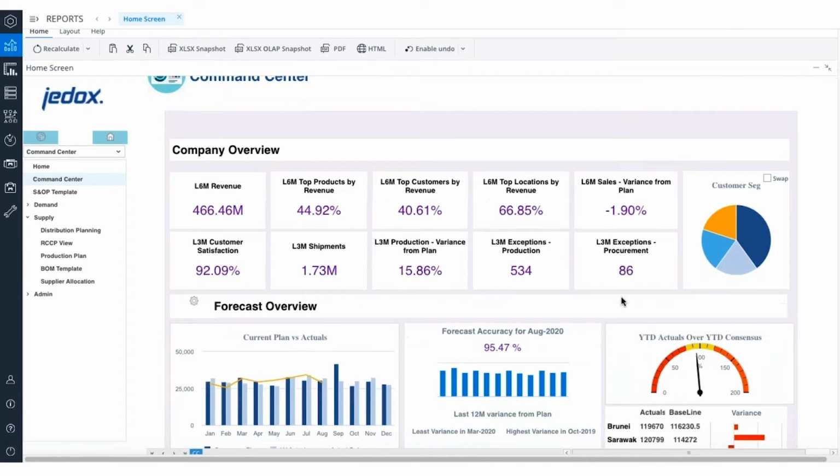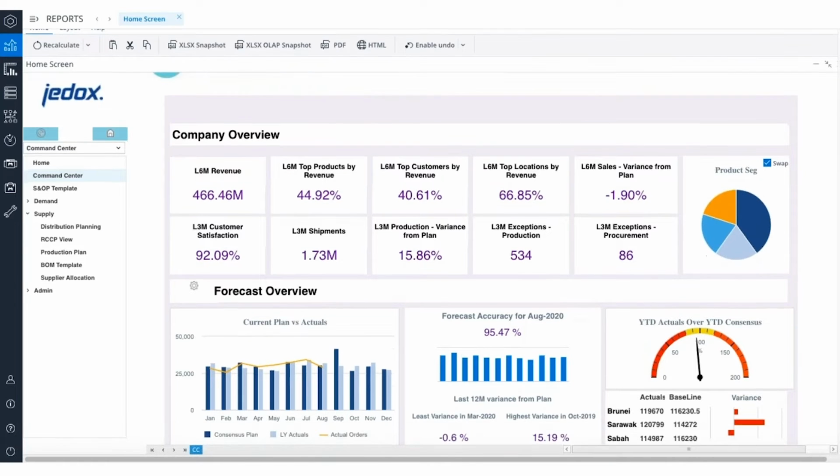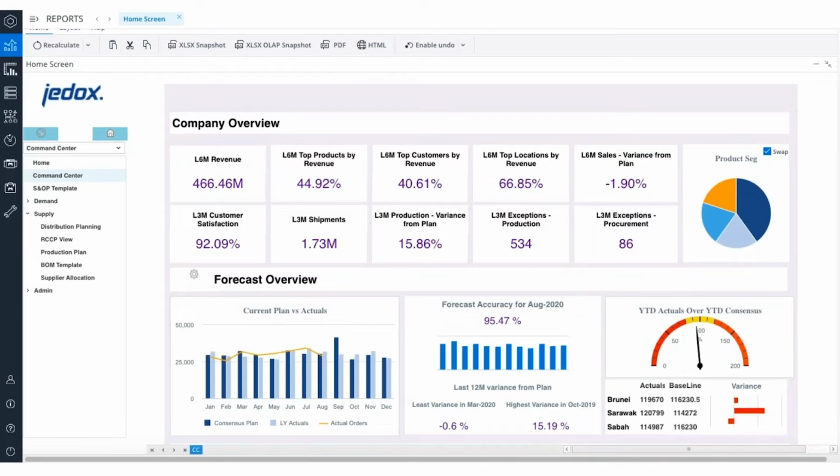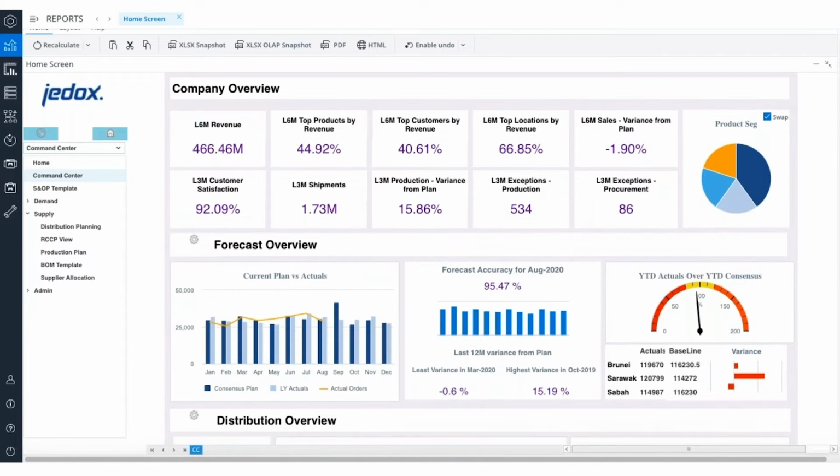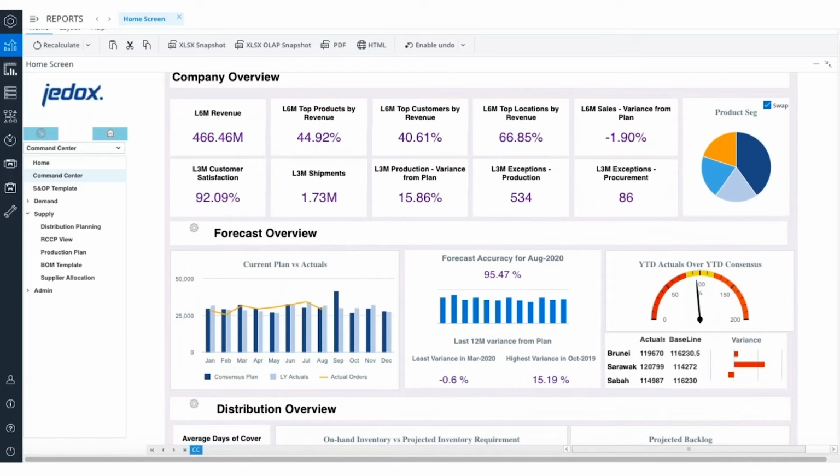Like you are seeing over here, we are looking at revenue. So last 6 months revenue, last 6 months products by revenue, right? So we are looking at revenue generation, contribution to revenue for key products, contribution to revenue by key customers, right? So all these are mostly sales related. And then we are also looking at variance from plan. We could look at the contribution by different product segments. And then we are also looking at the last 3 months shipments and the variance from plan for shipments and productions as well. So very cross-functional and diverse metrics can be shown here.